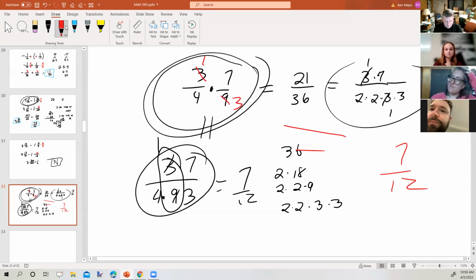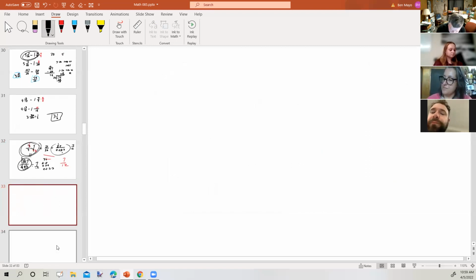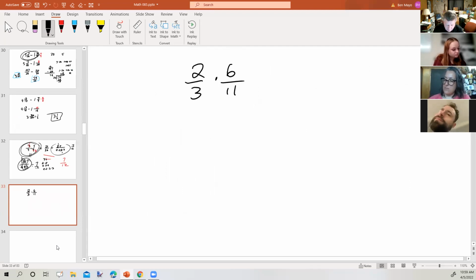Okay, so let's take a look at some more examples. 2/3 times 6 over 11. I'm multiplying fractions, so I could reduce the 6 over the 3 to 2 over 1.